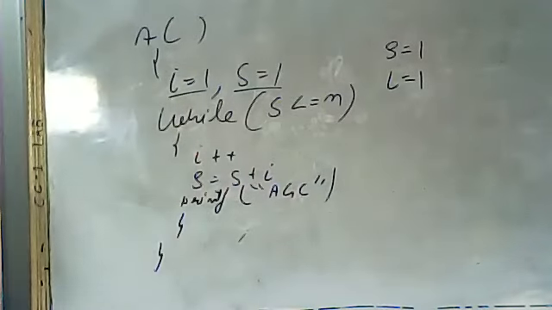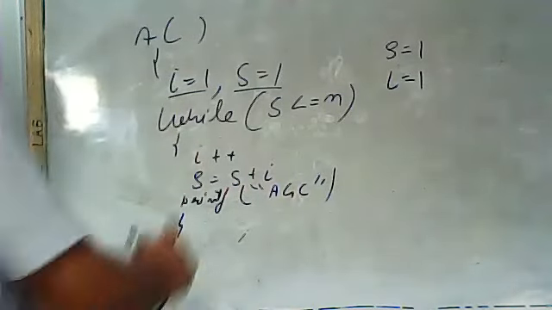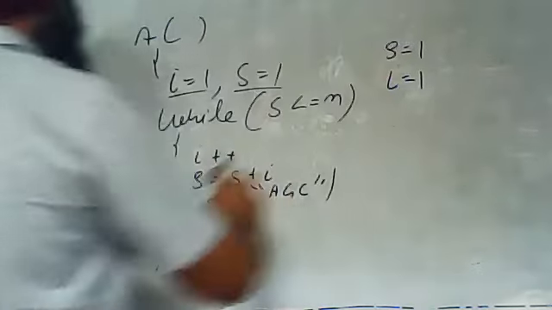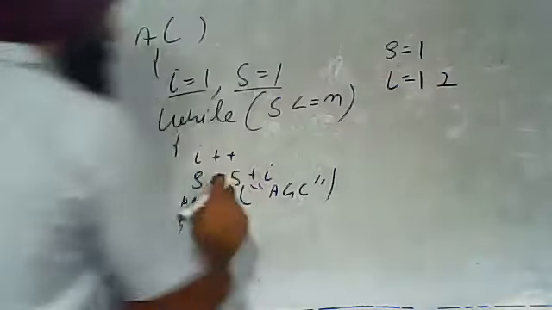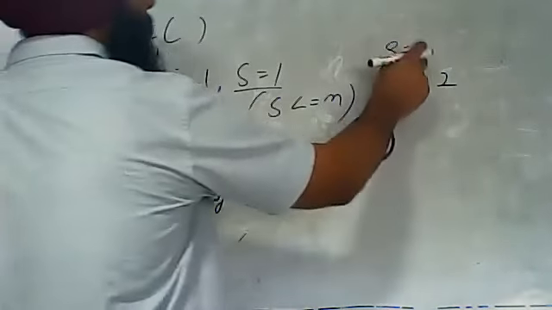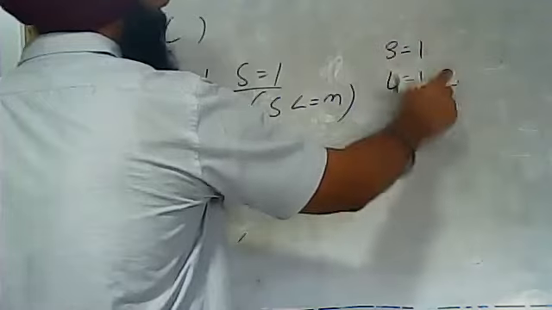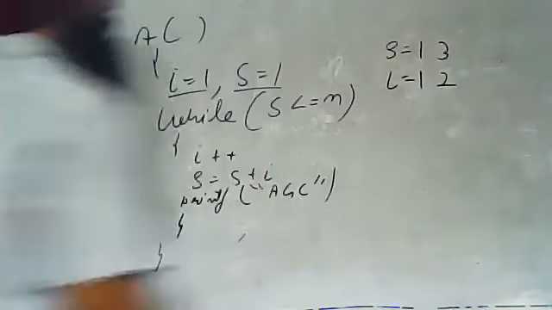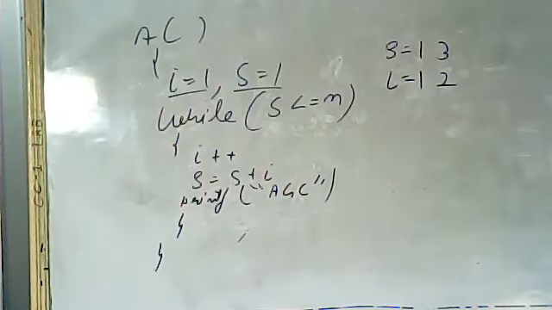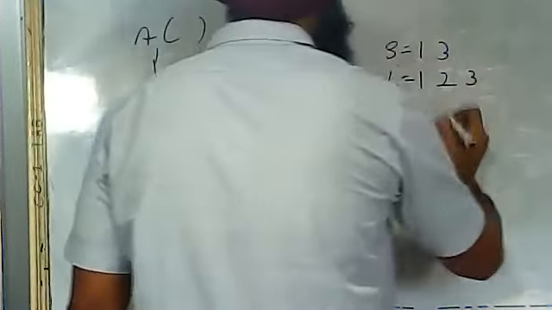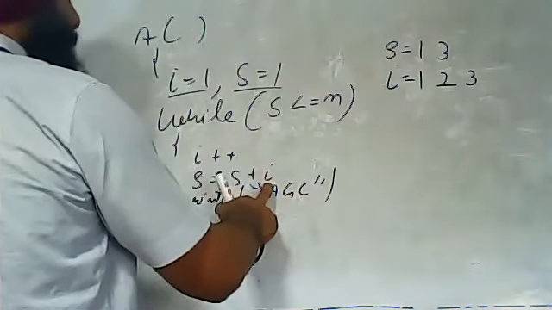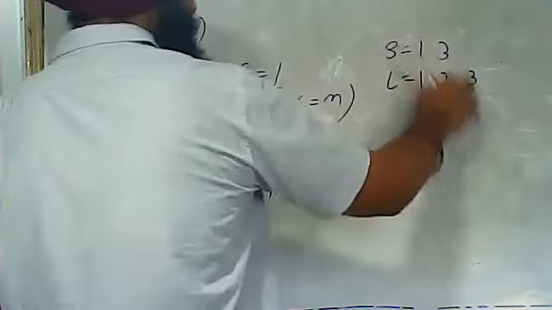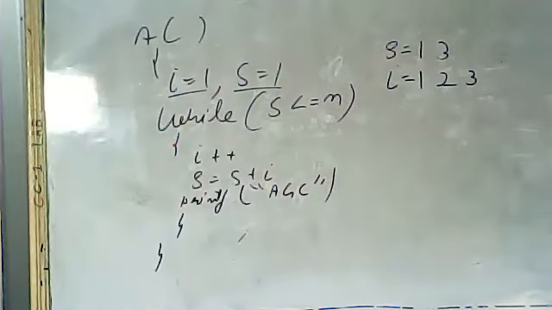So s equals 1 and i equals 1. When i becomes 2, s is s plus i. So what is s? 1. 1 plus 2 will be 3 here. Then what will be the next term? The next value of i will be 3. And what is the value of s here? s plus i, that is 3 plus 3, which is 6.